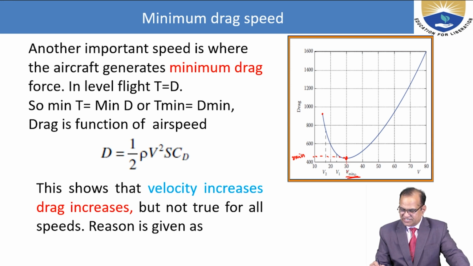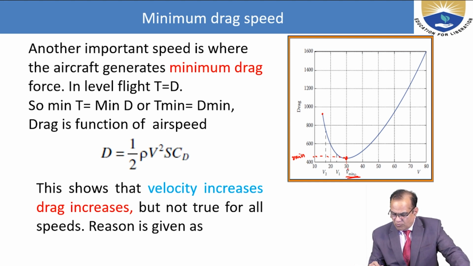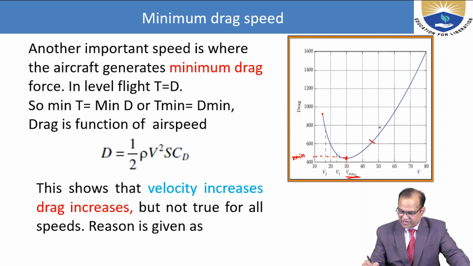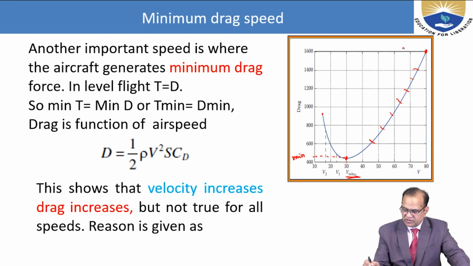In this plot it is 30 meters per second. But as you go more than this speed, your drag is increasing, and it will reach some maximum point where TA is equal to TR. So after this your aircraft cannot go up.